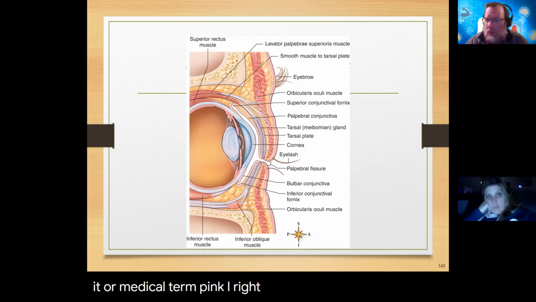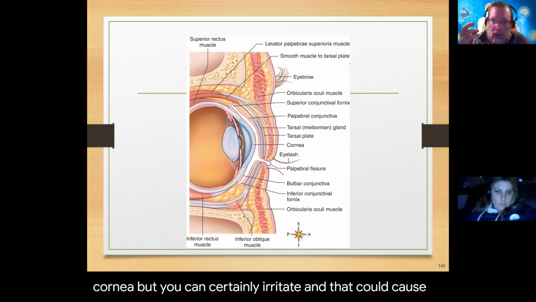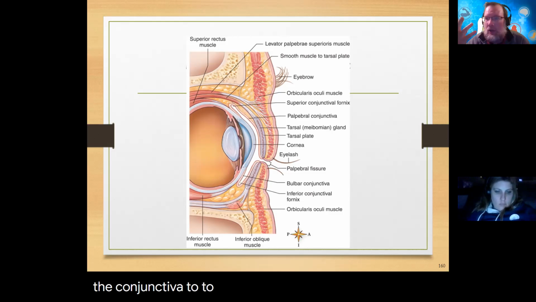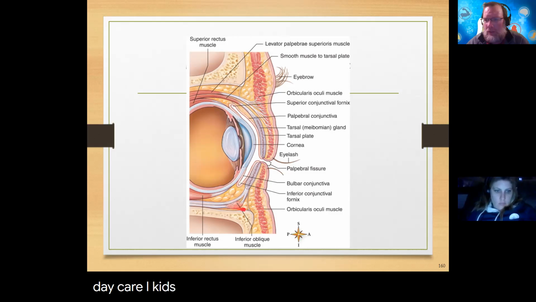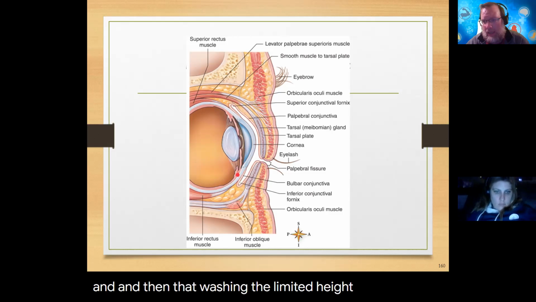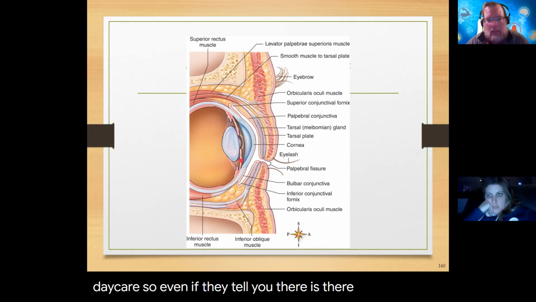Pink eye could be just acute: you could get something in your eye and irritate the cornea or the sclera. Hopefully you don't scratch the cornea, but you can certainly irritate it, and that could cause the conjunctiva to be irritated and inflamed. But oftentimes it's due to some sort of bacteria, like at daycare, right? Kids are putting fingers in places they shouldn't and then not washing, with limited hygiene practice at daycare. So even if they tell you otherwise, there really isn't any. And so pink eye began.